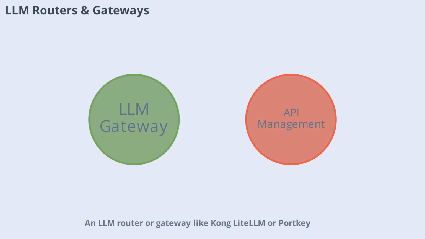An LLM router or gateway, like Kong, LiteLLM, or Portkey, standardizes multiple upstream provider models behind a single uniform API. It manages automatic retries, fallback options, load balancing across API keys, cost tracking, and global rate limiting. This centralization simplifies integration and enhances reliability, ensuring that your application can seamlessly switch providers or handle failures without disruption.